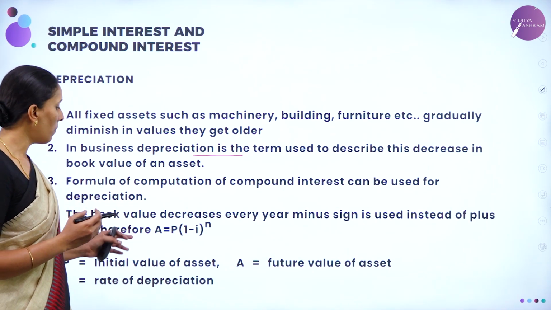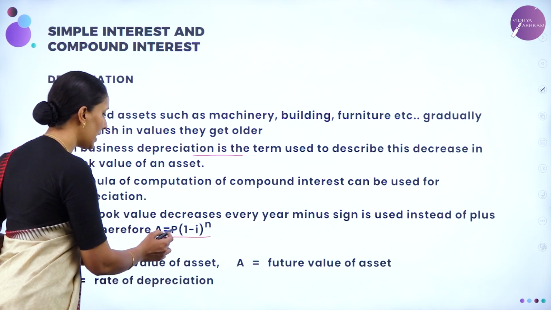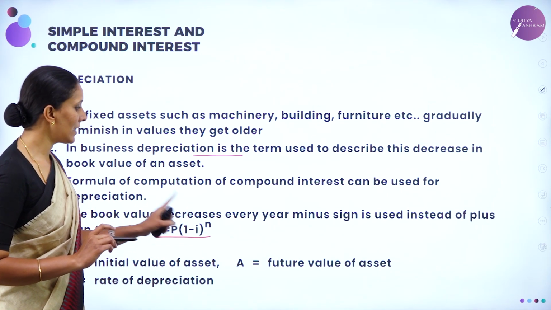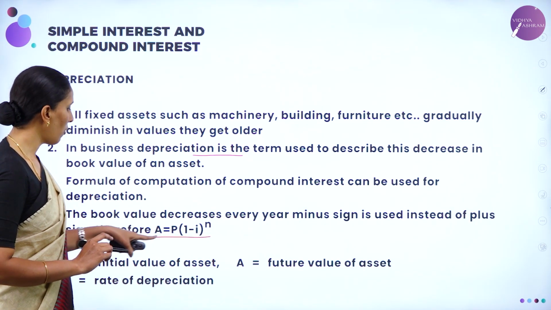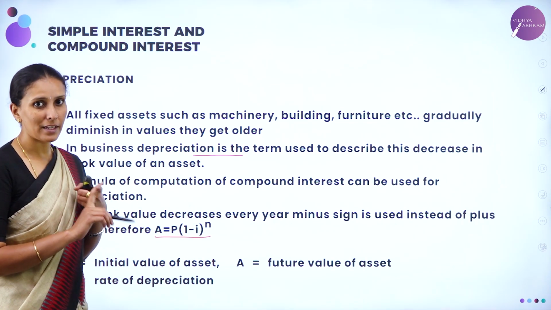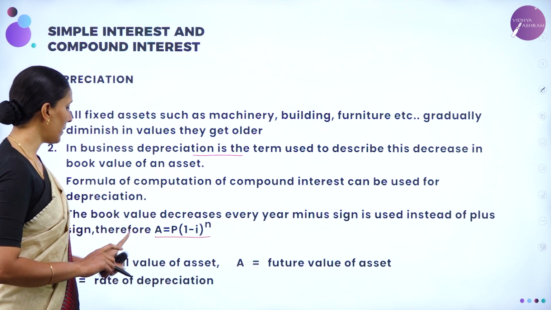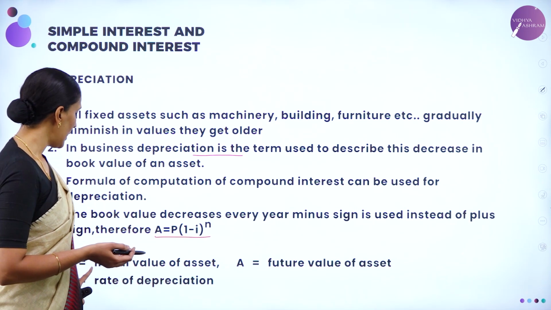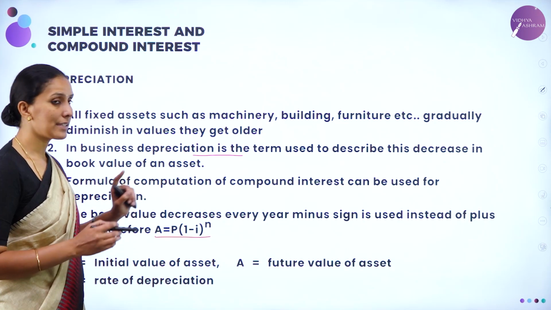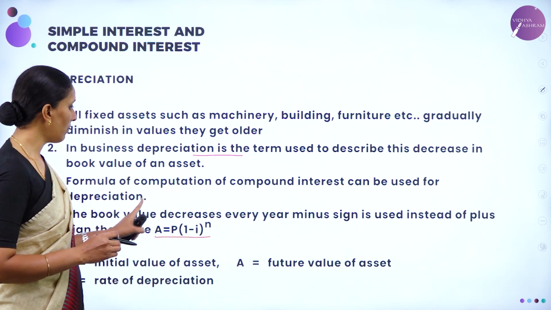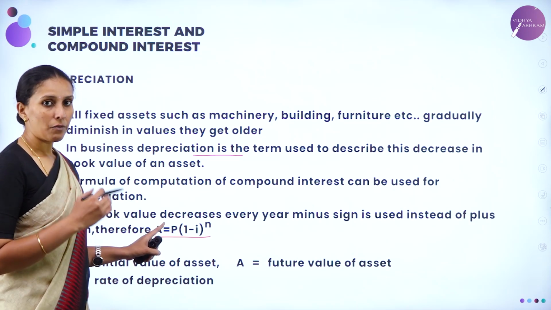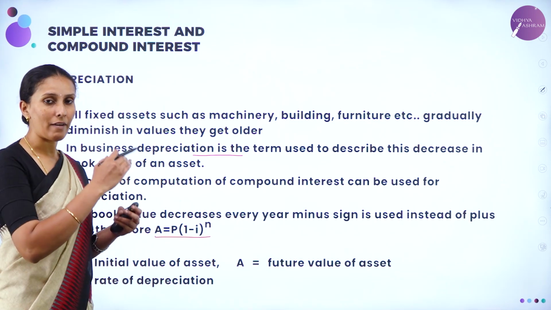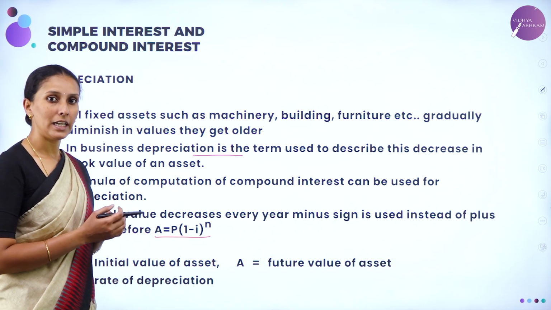So therefore, the formula is given as A is equal to P into (1 minus i) to the power n. So instead of plus i, we will use a minus sign. So minus i in the formula of compound interest denotes the depreciation of the asset. Here P will be the initial value of the asset, A will be the future value of the asset, i is the rate of depreciation, and n is the number of years. So we can calculate the future value of an asset. That will be lesser than the initial value of the asset, because as it gets older, the value of machinery or any asset decreases.